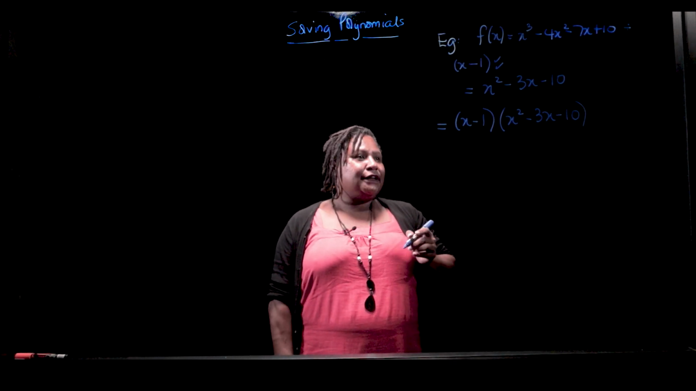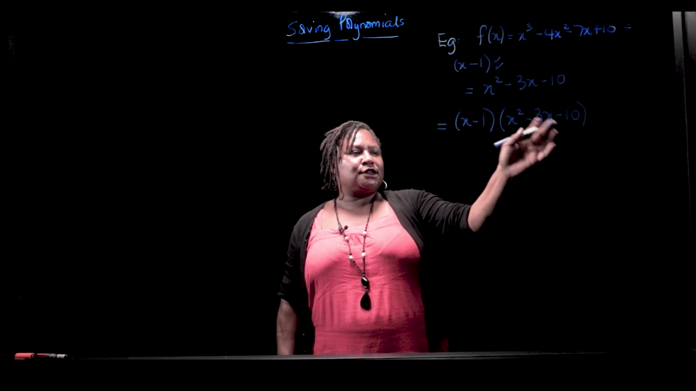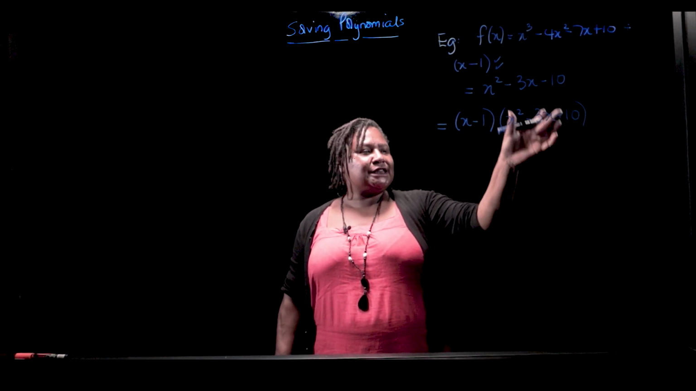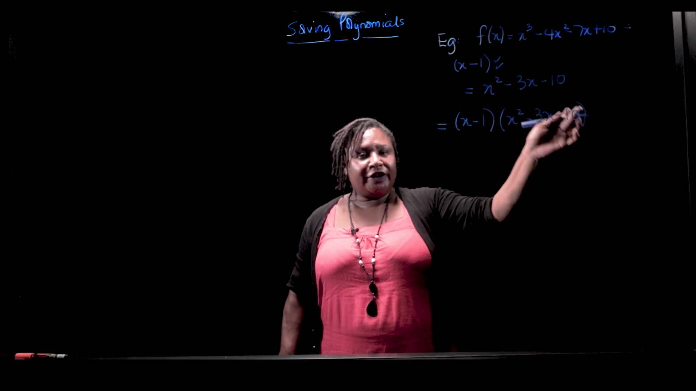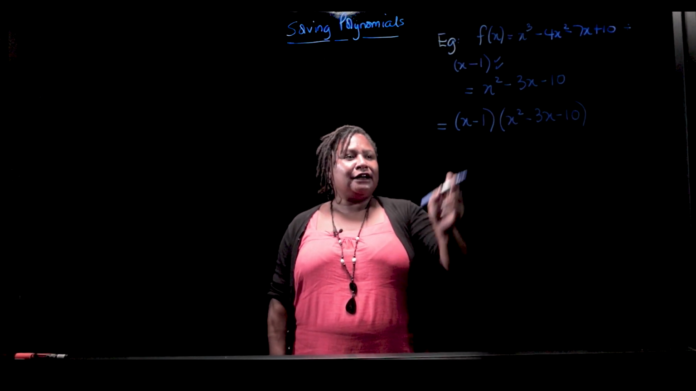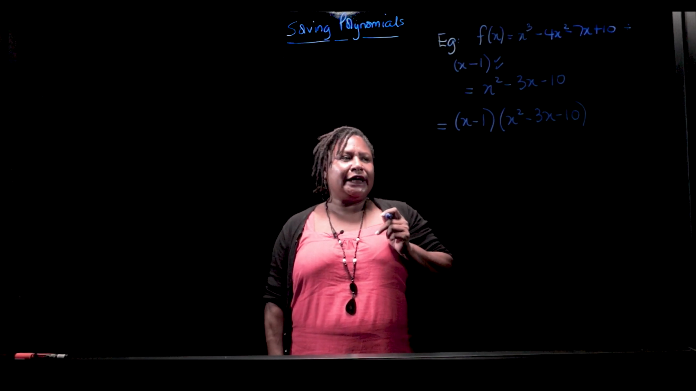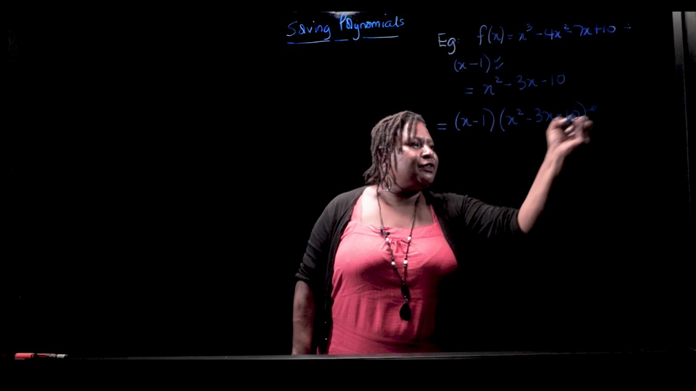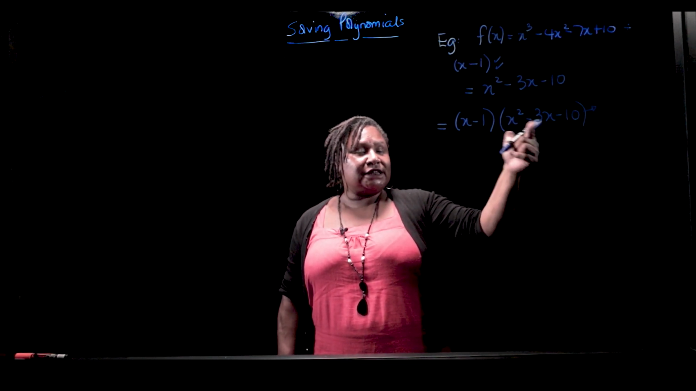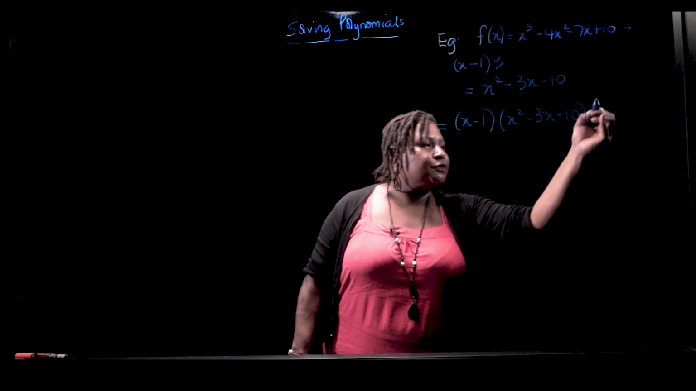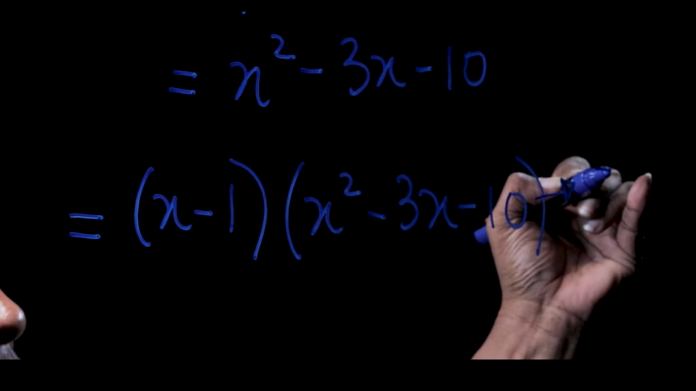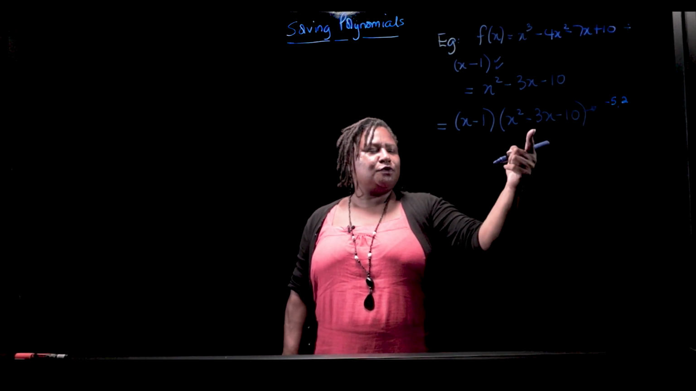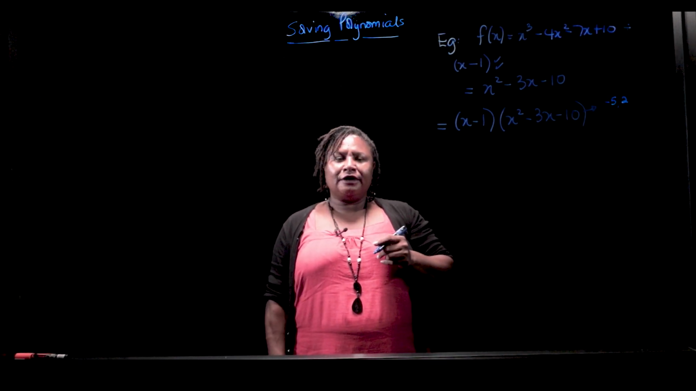Now, we cannot find the value of x when we have a quadratic factor like this. We must factorize the quadratic so that we have linear factors like this one here, okay? So we've learned this already. We need to find all factors of negative 10 that will give us a sum of negative 3. Those factors are negative 5 and positive 2. Negative 5 plus positive 2 will give us negative 3, okay?